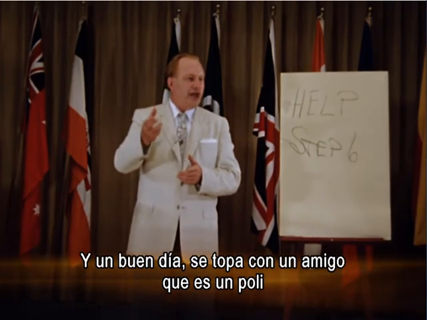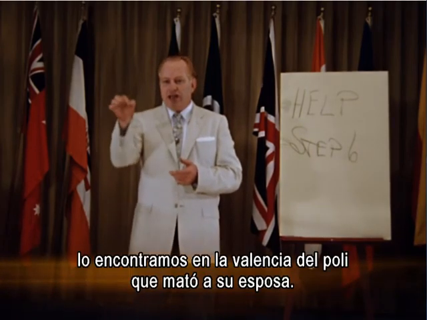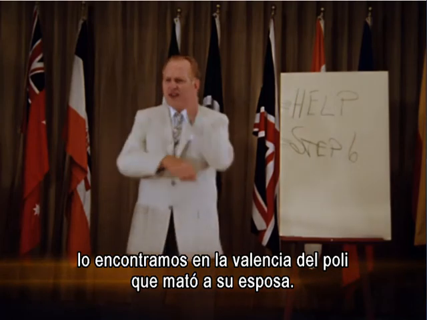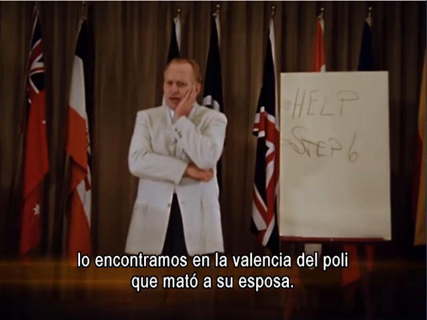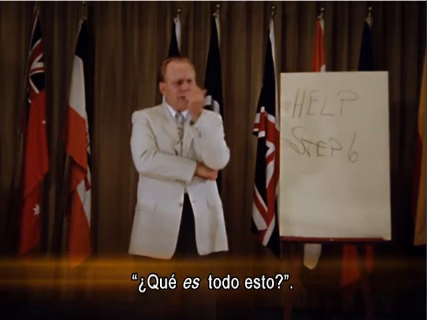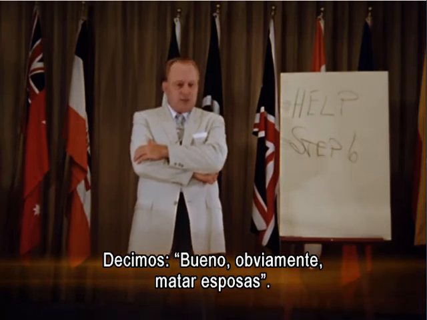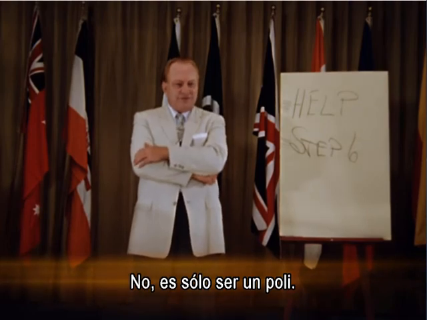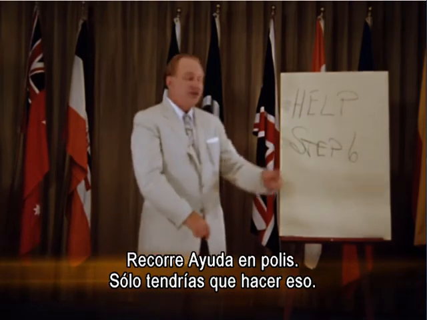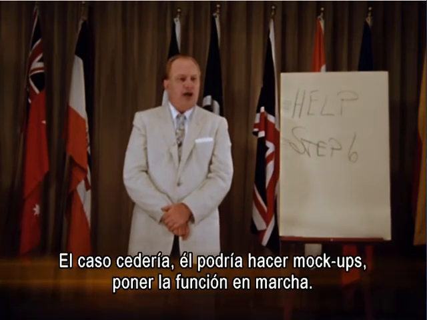One day he runs into a friend who is a cop who has been guilty of killing a wife, and we find him as an auditor. We find him in the valence of the cop who killed his wife. We say, good heavens, what is all this about? We say, well, obviously, wife killing. No, it's just being a cop. Run help on cops. All you'd have to do. All of a sudden the case would fall apart, he'd be able to mock up, he'd be able to get the show on the road in all directions.